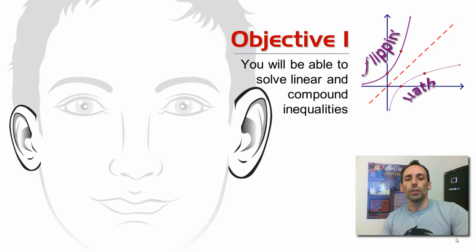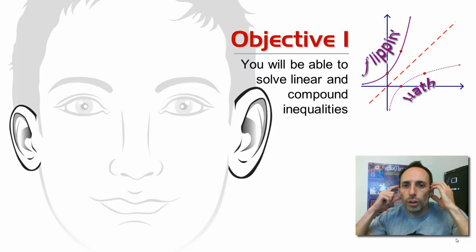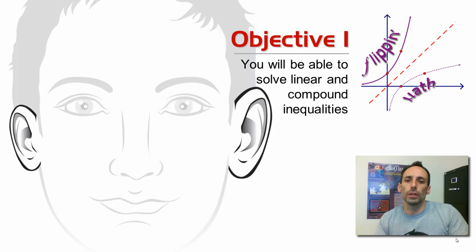First objective, you'll be able to solve linear and compound inequalities. So I picked this picture because maybe you've seen some guy like this. Maybe this guy is you whenever you look in the mirror, or a girl, and one of your ears is bigger than the other one or something, right? It's very easy to see that there's some sort of inequality going on there. One thing is bigger than the other one.